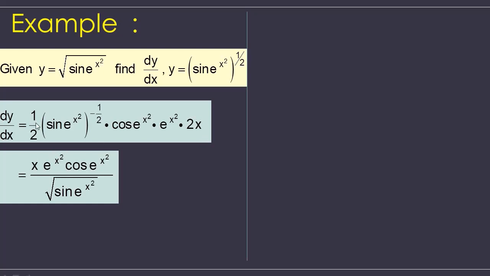We can simplify 1 over 2 and 2x. Power negative 1 over 2 is square root but at the denominator. So, we get x exponent x square cos exponent x square over square root sine exponent x square.